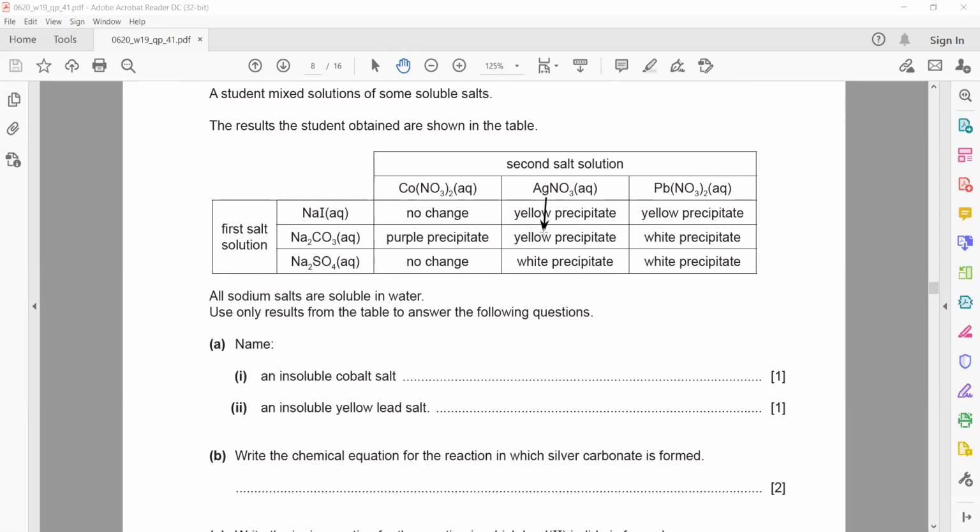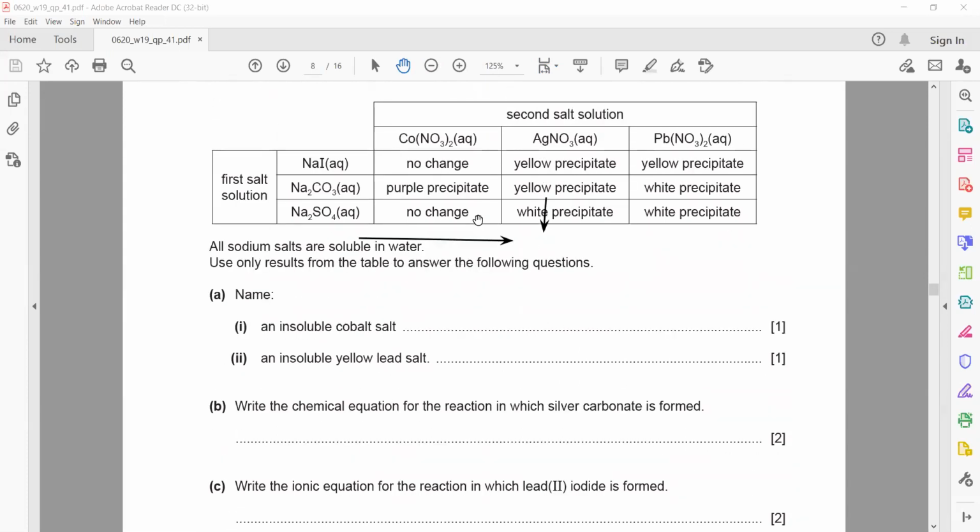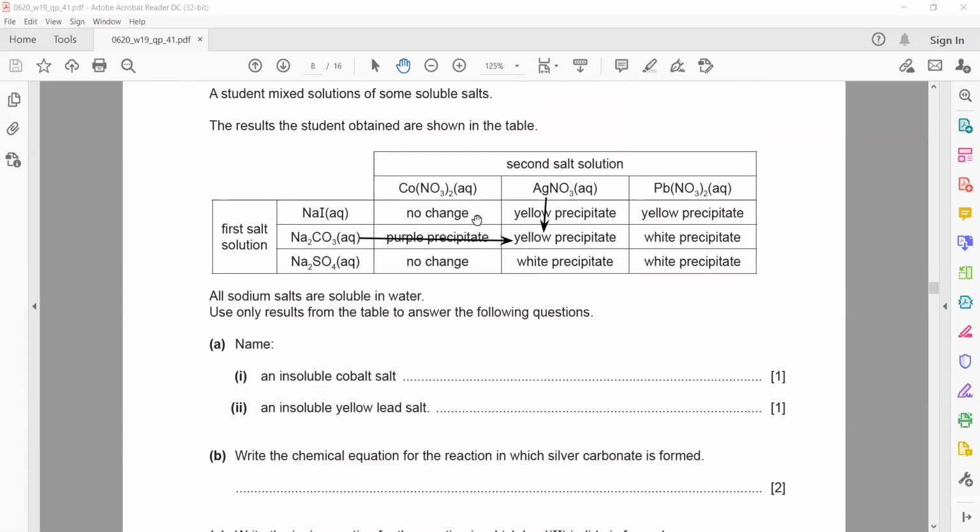In the question, they ask for an insoluble yellow lead salt. Lead sulfate is white. They're asking for a yellow lead salt. So sodium carbonate mixed with silver nitrate gives silver carbonate and sodium nitrate. But when you're writing the products, it should be in the correct order and balanced.